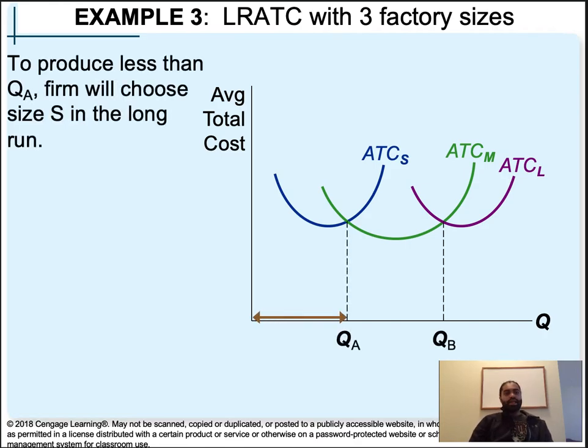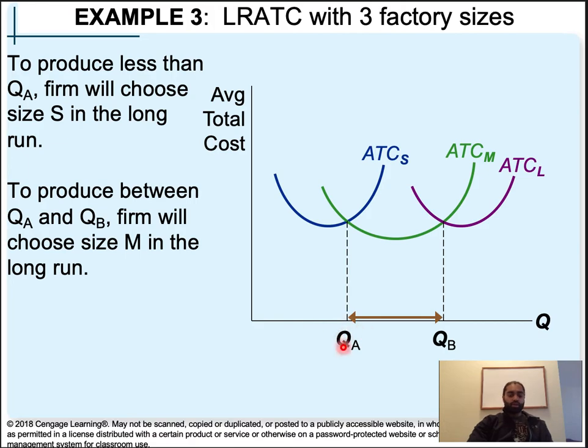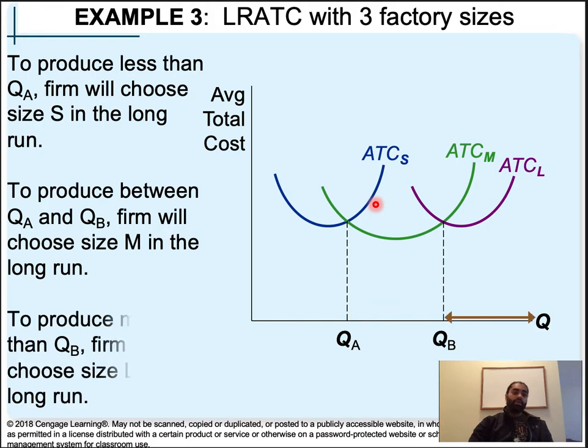To produce less than QA, a firm is going to choose size small in the long run. If you only want to produce from this portion to this portion, you would want to be a smaller factory. Now, if you wanted to produce from quantity A to B, you would want to be a medium firm. And if you wanted to produce much more, you would want to be a large firm.